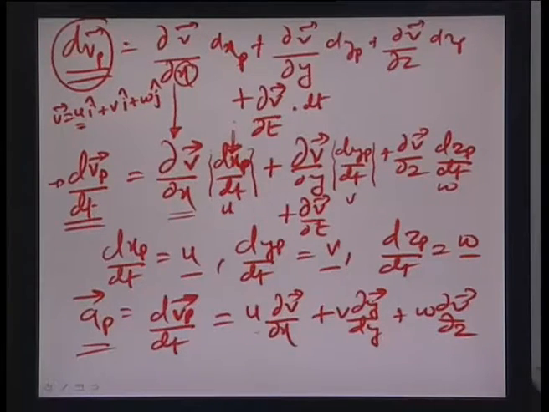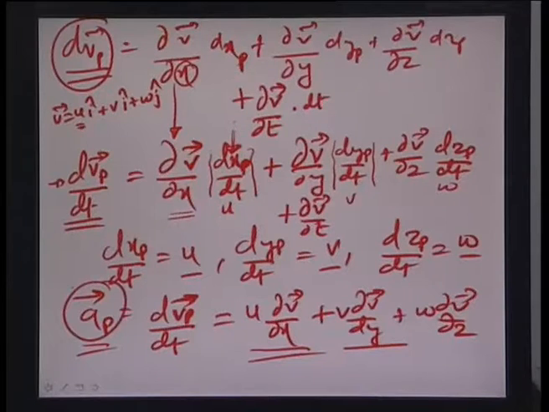So, acceleration of the particle therefore can be represented as u dv by dx plus v dv by dy plus w dv by dz. Let me just quickly rub this and write this again, and that is what the acceleration vector ap is. Okay. And then of course, there is a del v by del t, the rate of change of velocity v with respect to time t. Okay. That is how you have defined the acceleration.